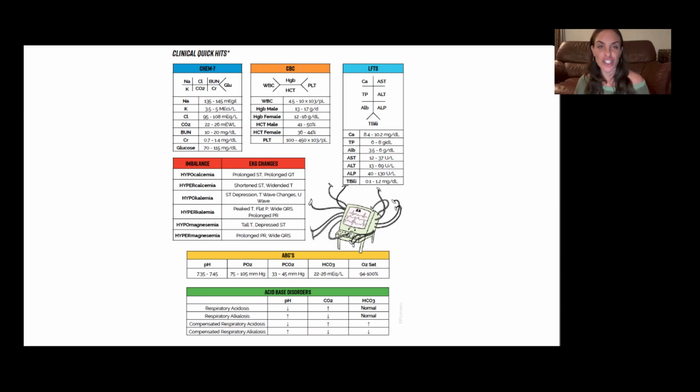Here's another critical clinical cheat sheet that you can print off and bring with you on the floor. This one shows different lab values that'll be quite important to know for different things. It's a little cute sheet that you can print off.